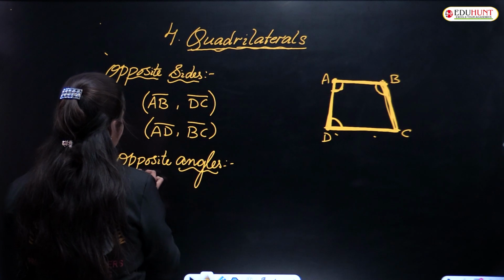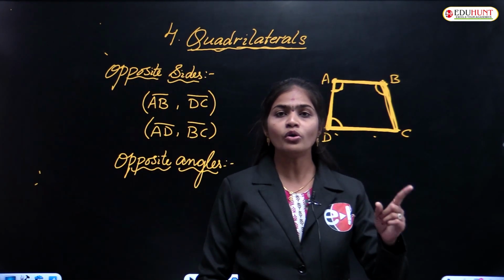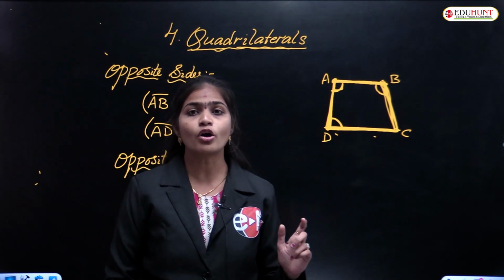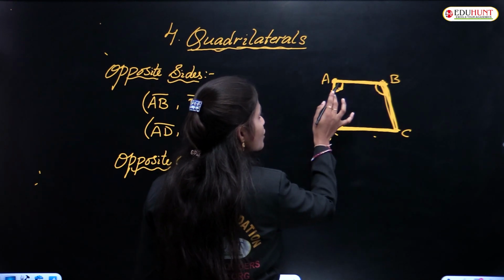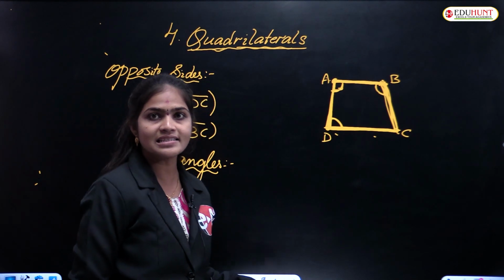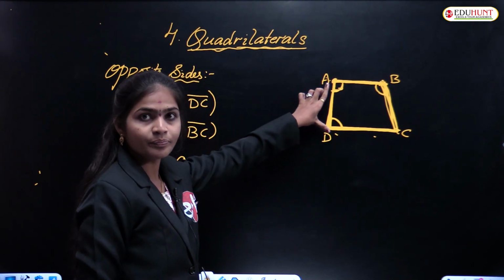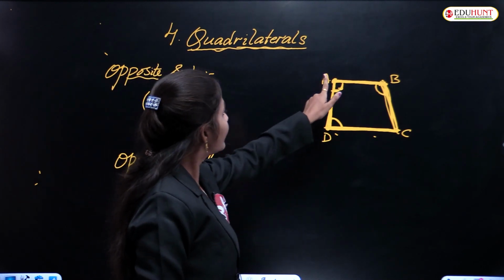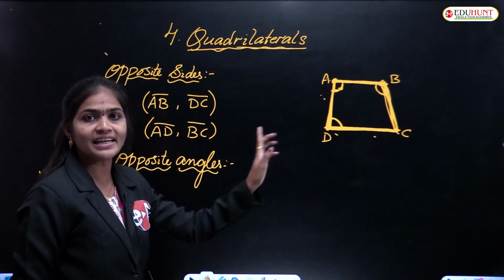Opposite angles. So children, here opposite angles means what? Two angles that do not have any common side. So here A and B have a common side. When you observe A and C, they do not have any common side here. Those two also do not have any common side, no. And A and D have a common side, that is AD. So that's why A and C are opposite angles as well as opposite vertices.